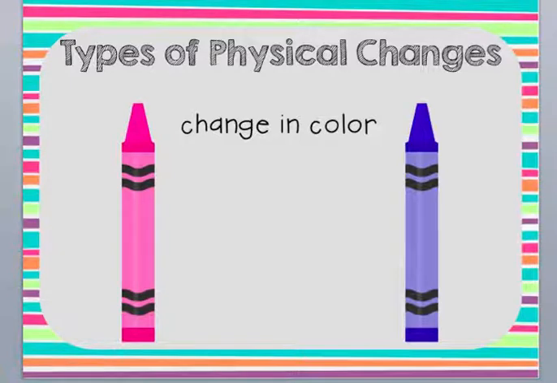Another physical change that we might have is a change in color. So we can take a crayon and melt it back down to the wax and then add a different color and change it from one to another.